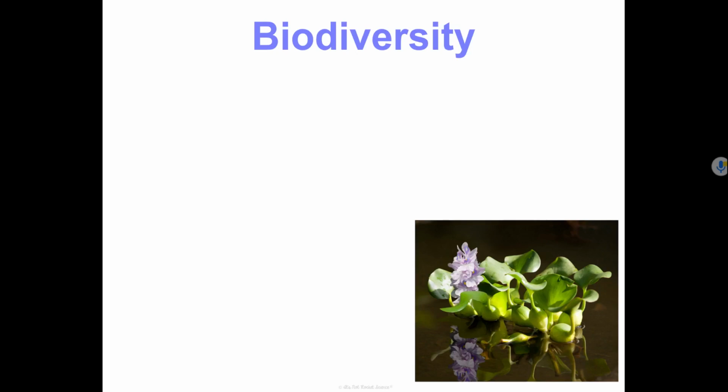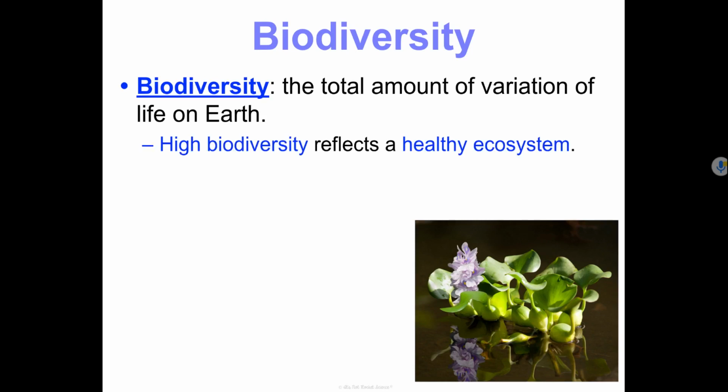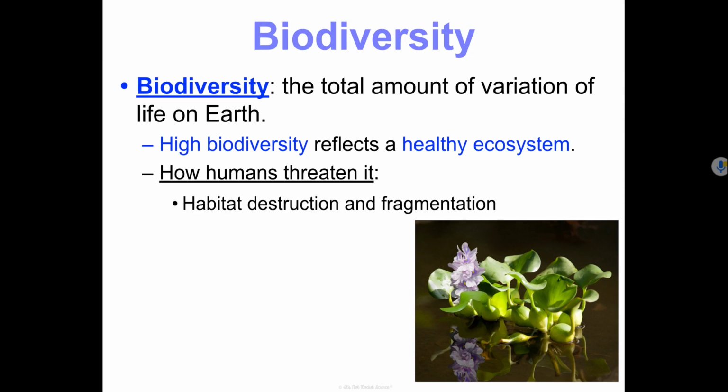Let's finish up by talking about how humans impact biodiversity. Biodiversity is the total amount of variation of life on Earth. High biodiversity reflects a healthy ecosystem. Humans can threaten biodiversity, though, through a number of ways, the first of which is habitat destruction.